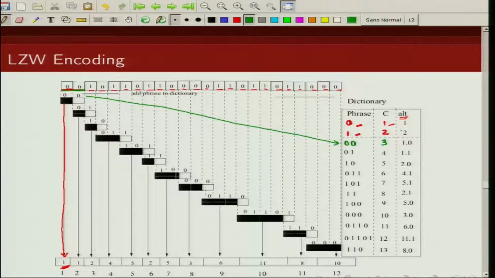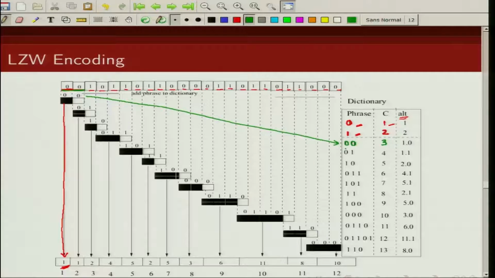Now this alternate representation, as I said, each new phrase can be written as a concatenation of an old phrase and a new innovation symbol. So this 0 0 can be written as 0 concatenated with a new symbol 0. And what is 0? 0 is my code word 1. So code word 3 can be written as the phrase denoted by code word 1 followed by an innovation symbol 0.